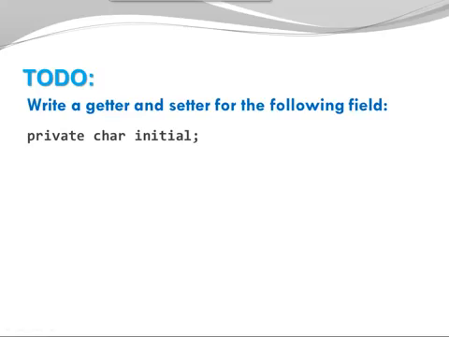Here is a second challenge. Write a getter and a setter for the following field: private char initial. Pause the video. When you're ready, press continue.